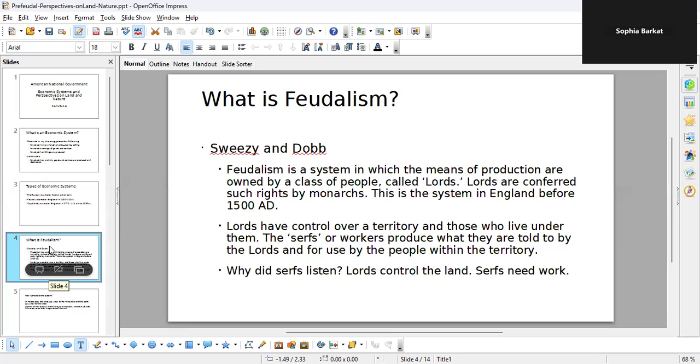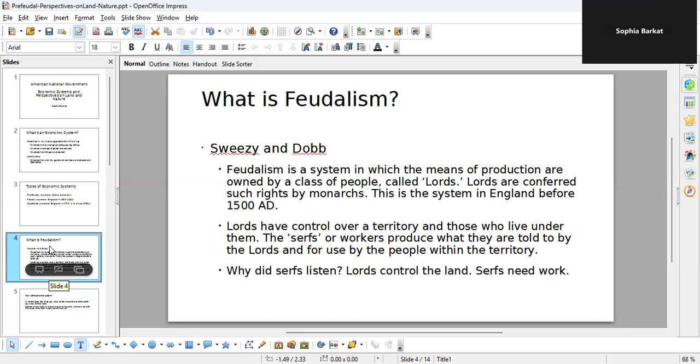In this system, there is a hierarchy. Lords have control over territory and those who live under them. The serfs or workers produce what they are told to by the lords and for use by the people within the territory, and all of them report to the monarchs, right? I mean, the lords report to the monarchs. So there's a system of hierarchy.